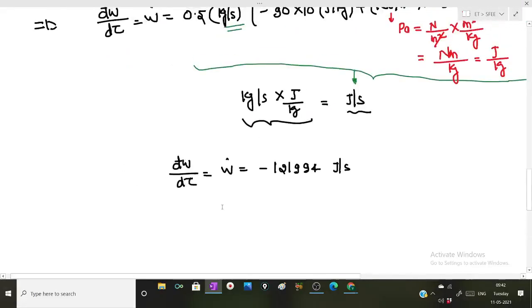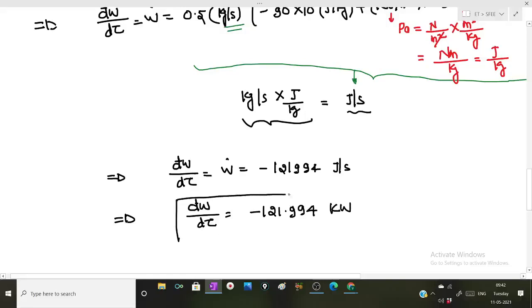So after calculating dW by d tau, that is the rate of work input, it is minus 121,994 joule per second. If I simplify this, this will be minus 121.994 kilowatt. So this is the required answer.